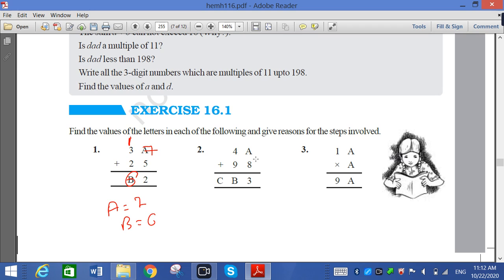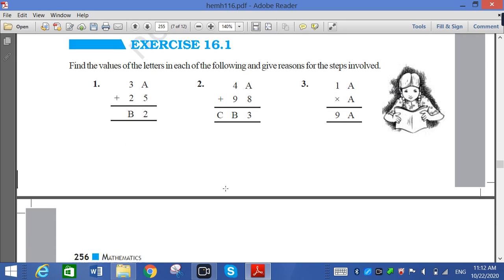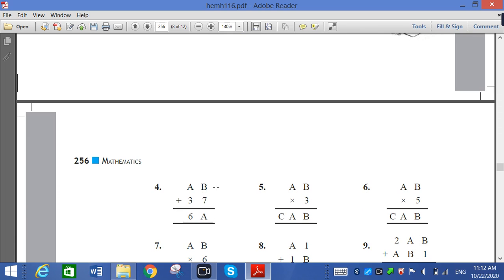Same thing here. What do I have to write? A to get 3. What do I have to write here? 5. Because 5 plus 8, that is 13. So here it is carry 1. So that is 10 and 14, carry 1. So addition we can get easily, but multiplication is difficult for us. So first of all we have to do the addition.